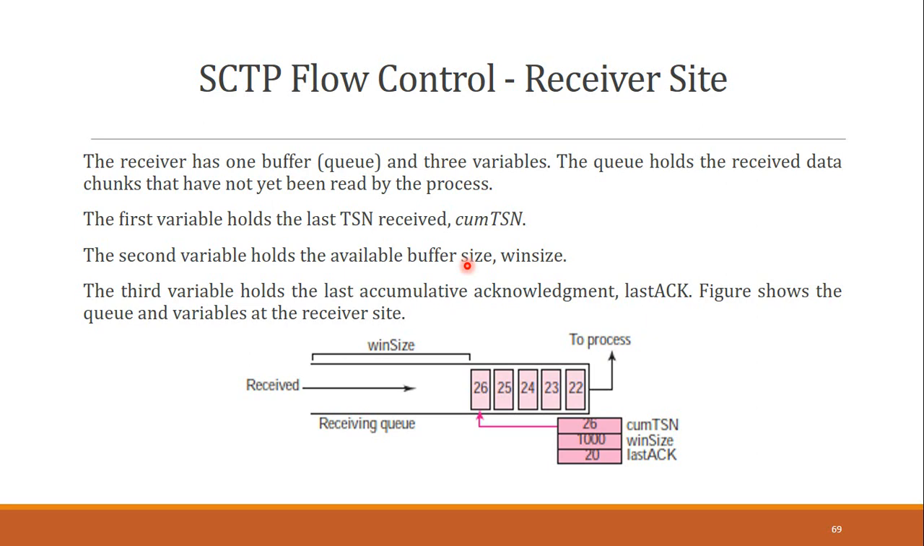So now what happens is, when the site receives a data chunk, it stores it at the end of the buffer and subtracts the size of the chunk from the window size. The TSN number of the chunk is stored in the cumTSN variable. When the process reads a chunk, it removes it from the queue and adds the size of the removed chunk to the window size. Now, when the receiver decides to send a SACK, or selective acknowledgement, it checks the value of lastAck.